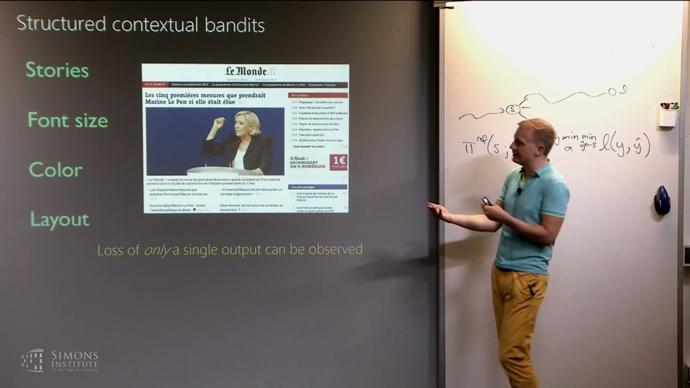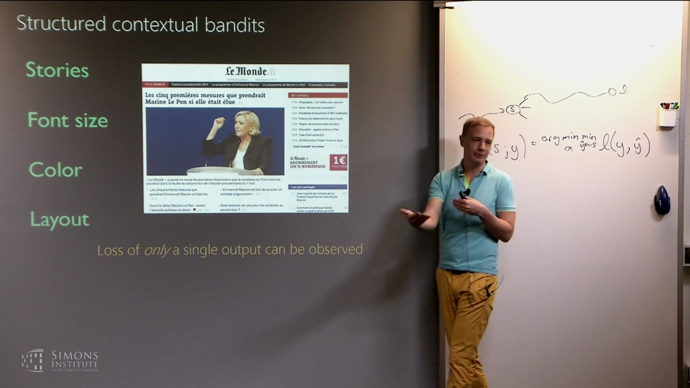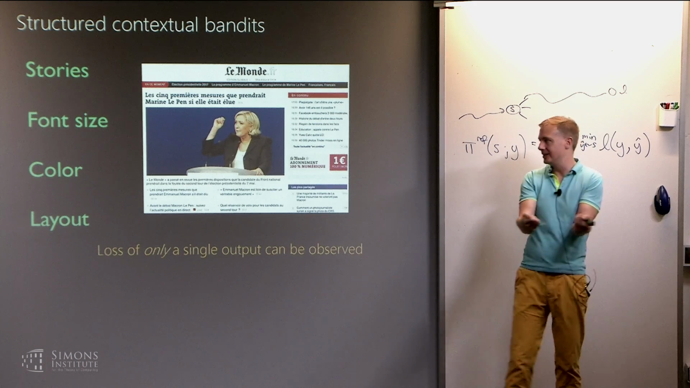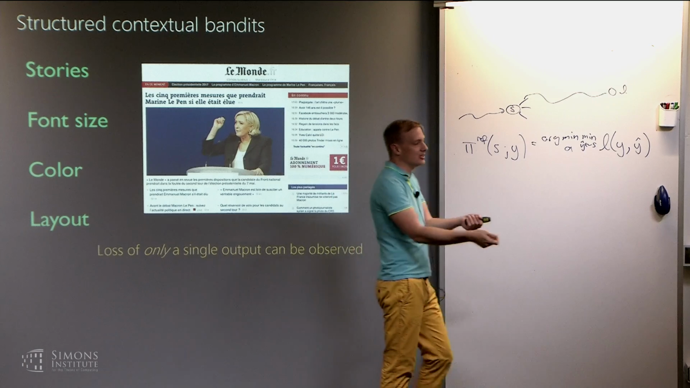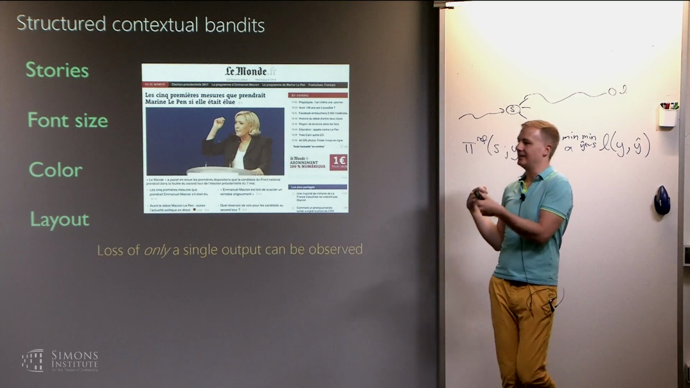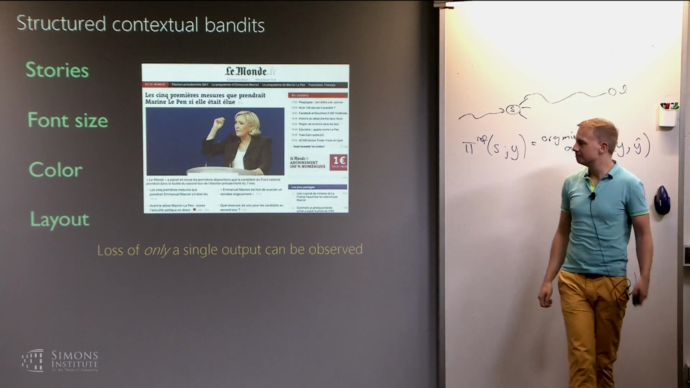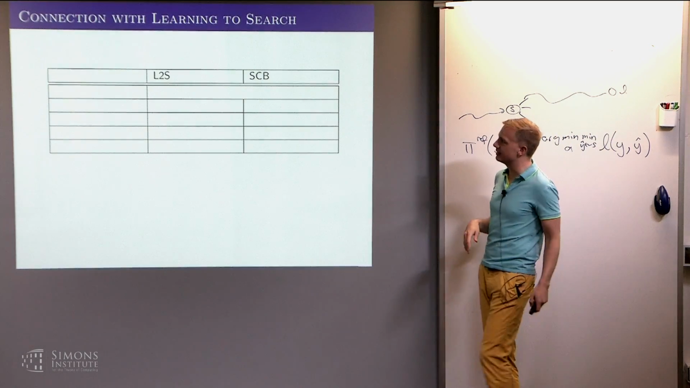The world gives me a context, which is like the user who came to my web page. I have to make a prediction over a bunch of variables. And then this gets shown to the user, and the user gives me some reward. And then tomorrow, some new user comes. OK, so this is structured contextual bandits.